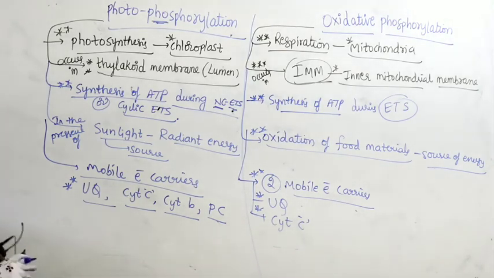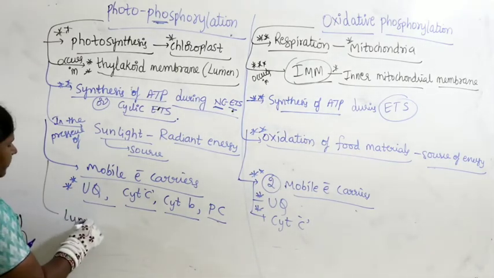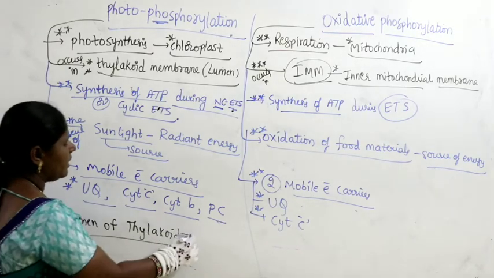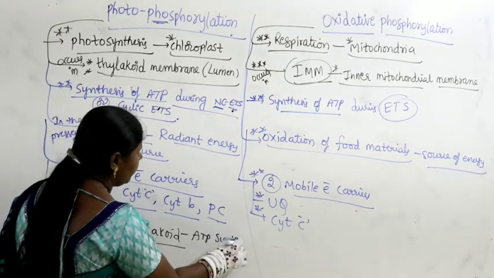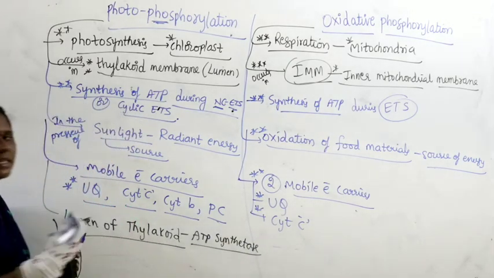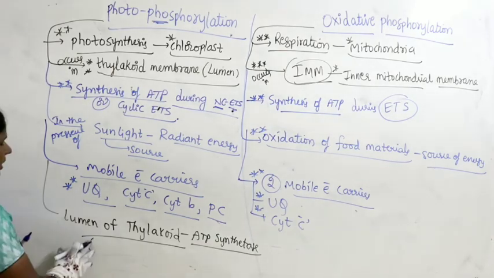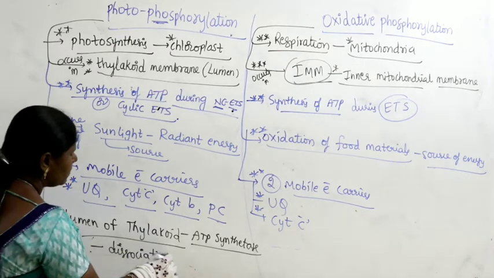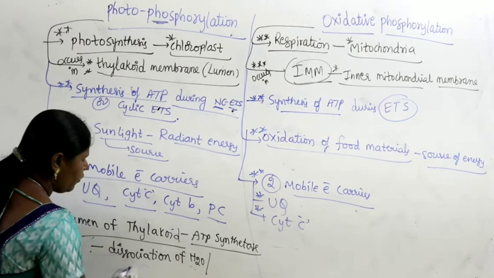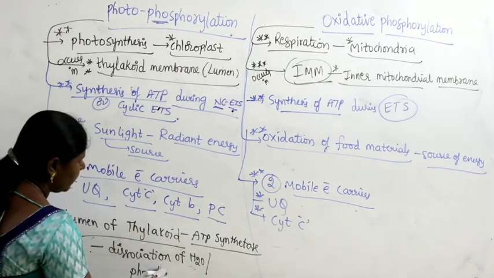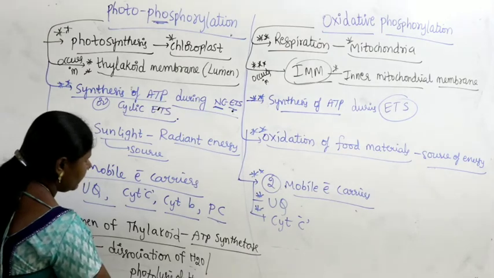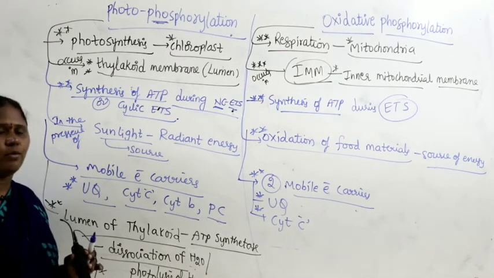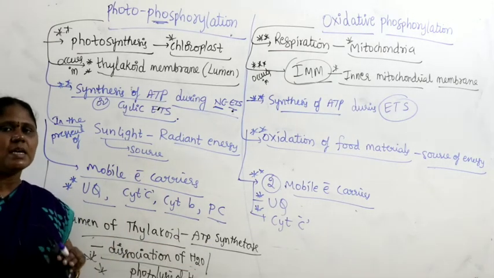Here, in the lumen of thylakoid, with the help of ATP synthetase, there is a release of ATP. But here there is a dissociation of water. That means photolysis of water takes place in the lumen of thylakoid, with the help of ATP synthetase at the time of ATP synthesis.